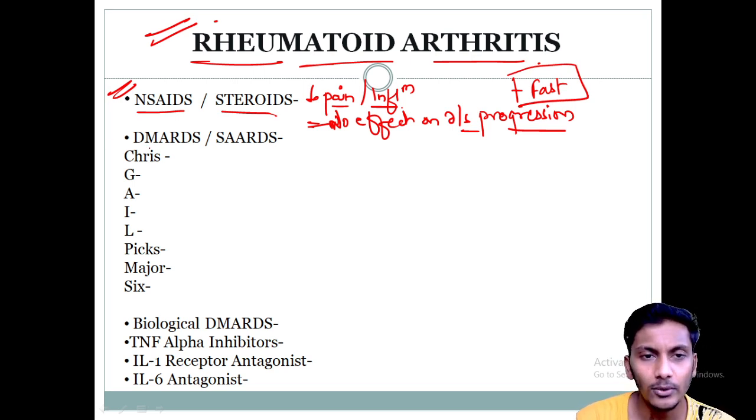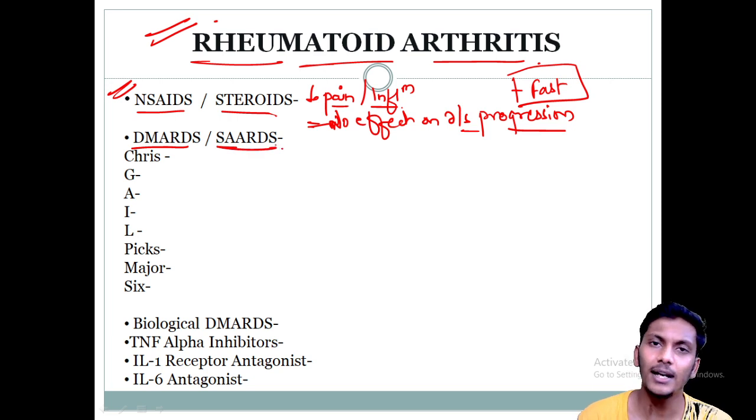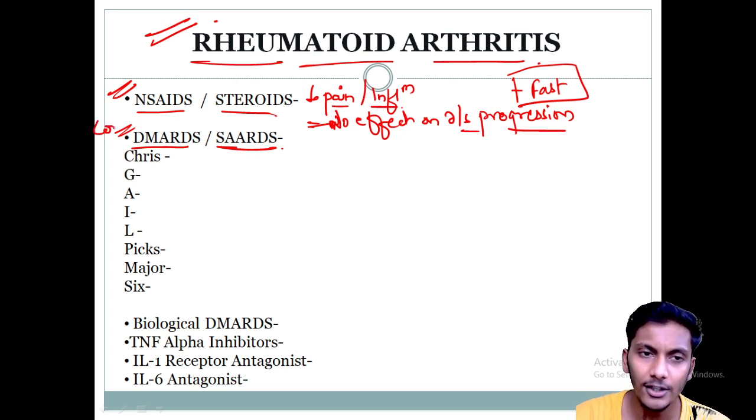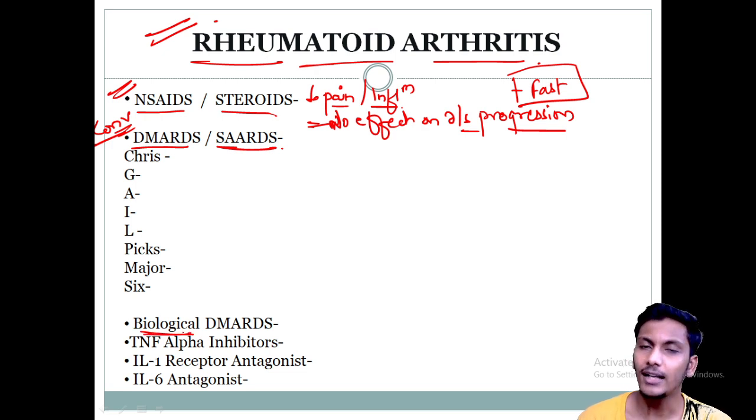Now talking about the next ones, DMARDs or SARDs. What are DMARDs? Disease modifying anti-rheumatoid drugs. Whereas SARDs are slowly acting anti-rheumatoid drugs. DMARDs are divided into conventional DMARDs and biological DMARDs. So which are the conventional DMARDs?